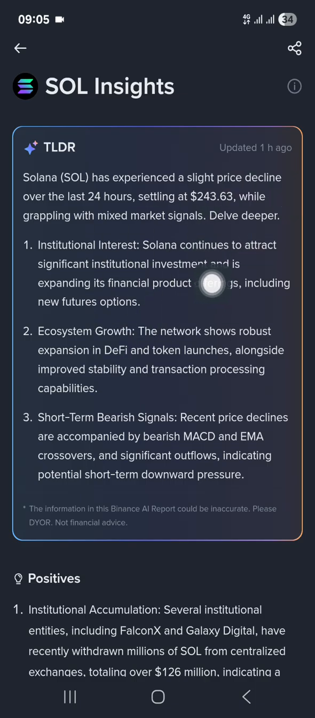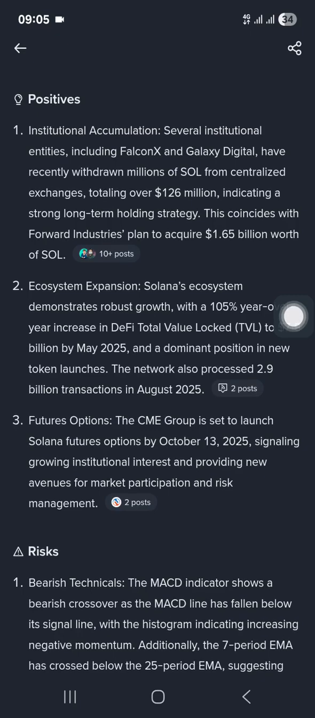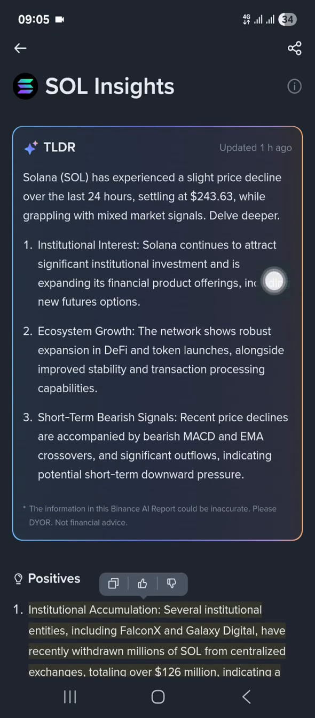That is, its adoption is going higher. The network shows robust expansion in DeFi, which is still bullish. Short-term bearish signal. So this one now, I explain, is a summary of everything we'll be reading later. So 2 out of 3 is saying bullish, only one is saying bearish. Do you get my point?